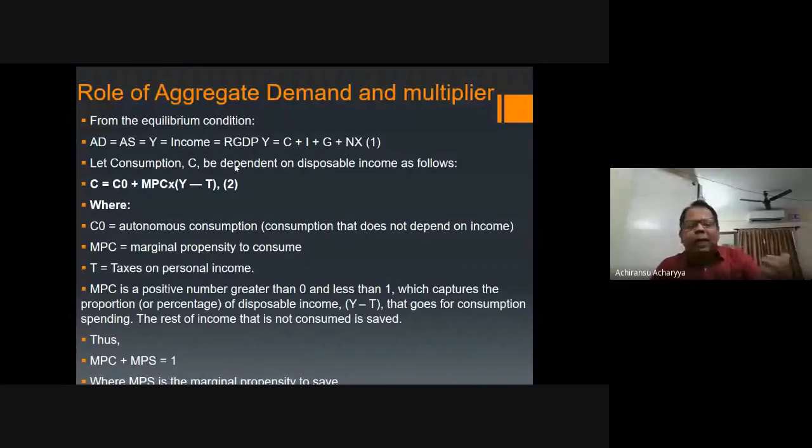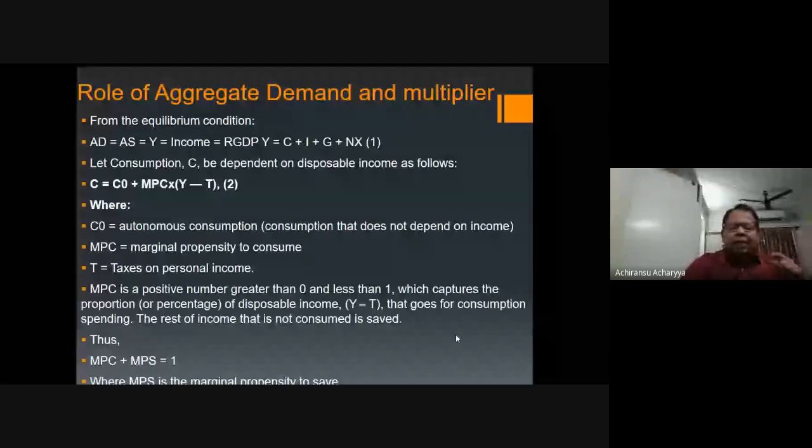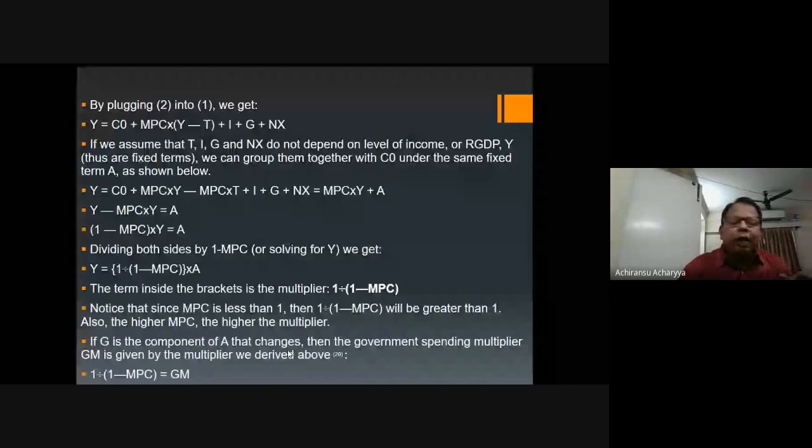So the marginal propensity to consume is always less than 1, and therefore this is the consumption equation. C equals C0 plus C into Y, so the marginal propensity to consume is a positive number lying between 0 and 1, which captures the proportion of disposable income that goes for consumption spending, right? And in equilibrium, the marginal propensity to consume and the marginal propensity to save equals 1. So then if you plug all this into your total income equation, you get the value of the multiplier, which is 1 by 1 minus MPC, right?